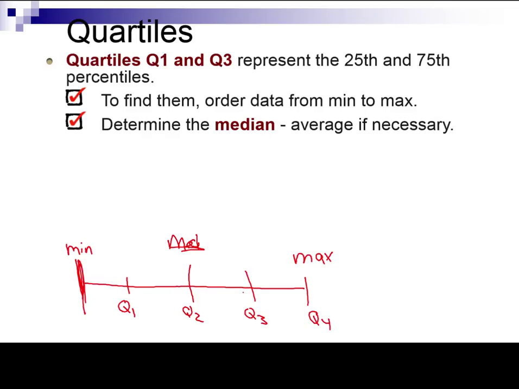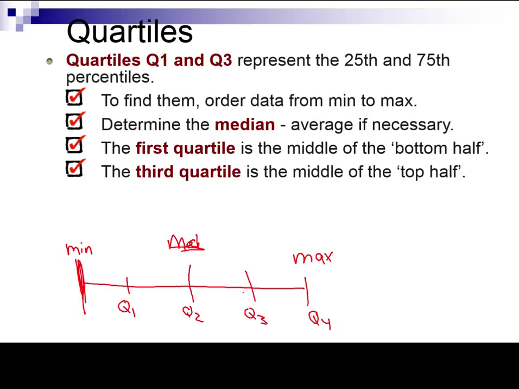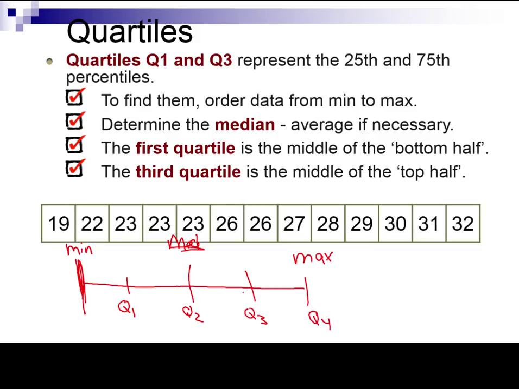So we've got the median. We already did the first quartile. We did the third quartile. Those are going to be the important ones when we're trying to find the interquartile range. Okay, so here's an example. Let me get rid of this right here.